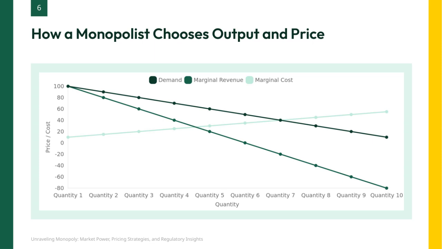The key decision point is where marginal revenue equals marginal cost. This is where the monopolist maximizes profit. For example, at quantity 4, marginal revenue and marginal cost are both 40 and 25 respectively, so the monopolist will produce up to this point to maximize profit, setting the price based on the demand curve at this quantity. Producing beyond this point would mean marginal cost exceeds marginal revenue, reducing profitability. This interplay between the curves illustrates the unique pricing power a monopolist has in controlling output to influence market price.